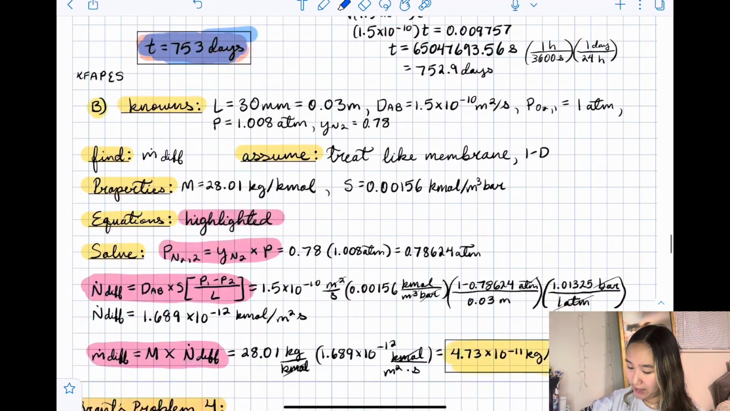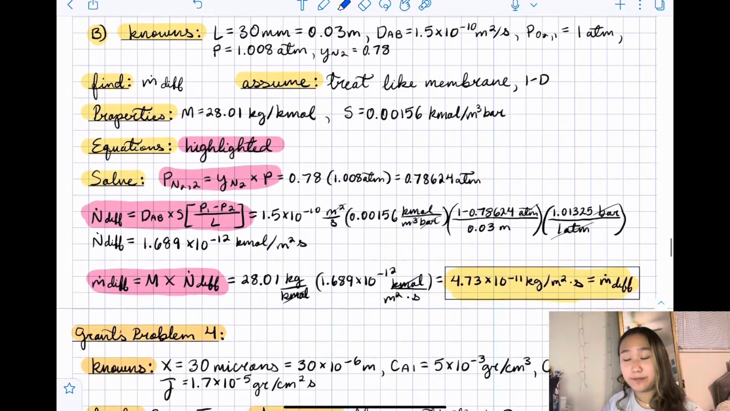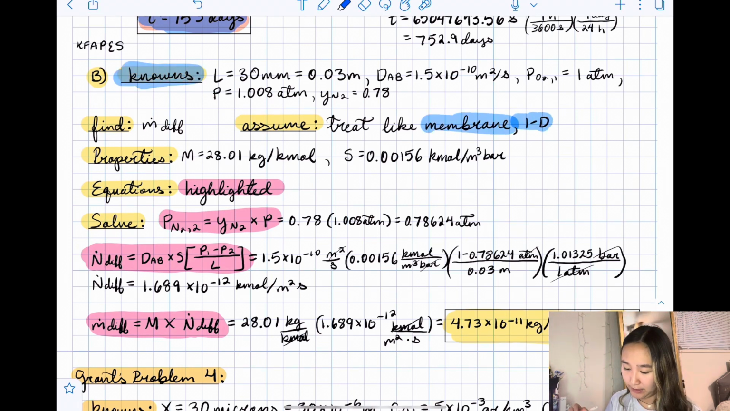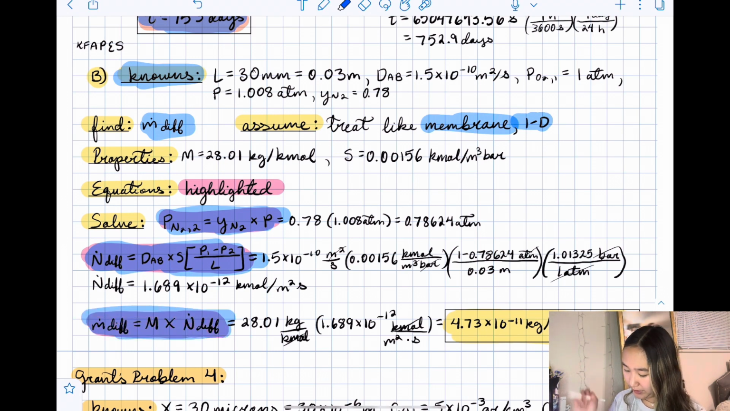For part B, I said to treat it like a membrane. And so here are some knowns, and assume to treat it like a membrane and 1D. And I defined the mass flow rate. So you need the partial pressure equation right here, this equation, and then ultimately once you have that, you just multiply it by the molecular weight to get the mass flow rate.